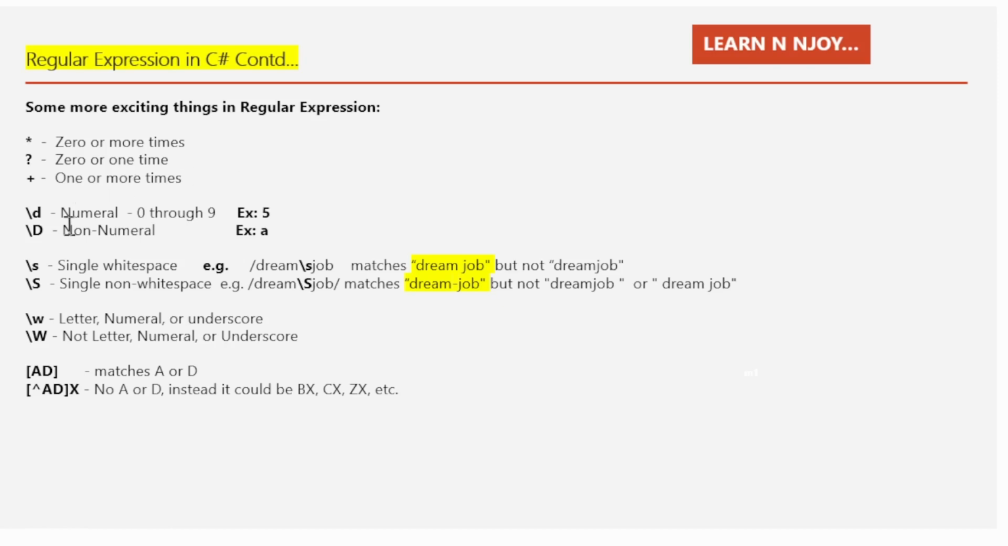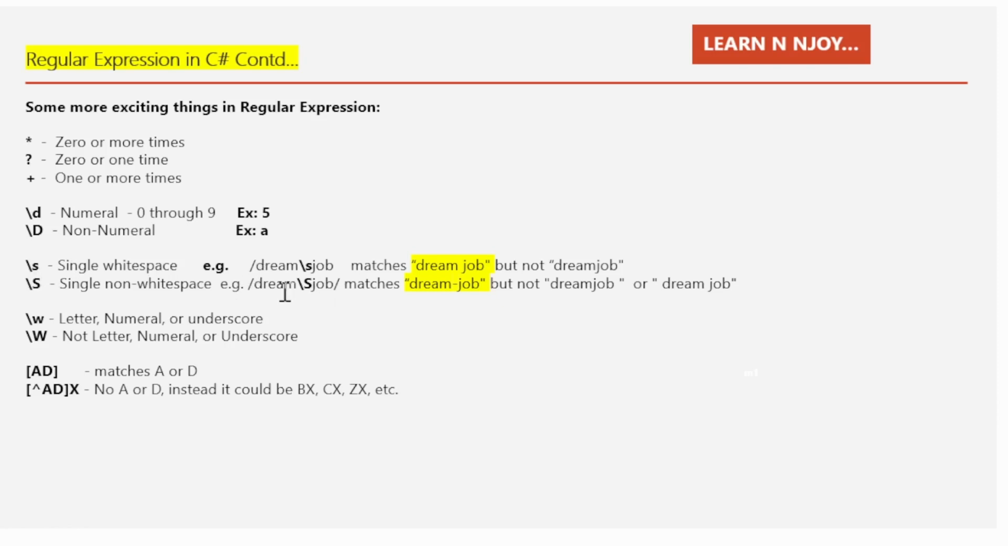Now, backward slash d talks about numeral data. It can be 0 through 9, for example 5. If you mention backward slash capital D, it talks about non-numeral characters, which could be an alphabet or maybe some other character, but not a numeral, for example a. Then we have backward slash small h, which is a single white space. So it is going to allow a single white space.